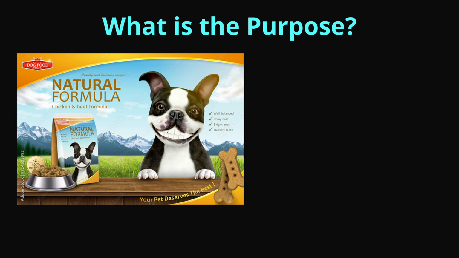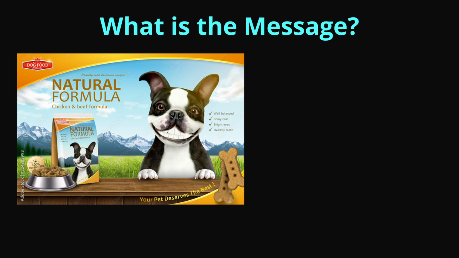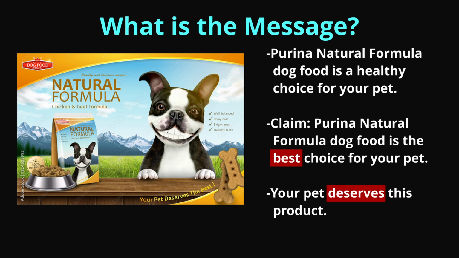And what is the message of this ad? Here, the message responds to the exigence. The message here is this Purina natural formula dog food is a healthy choice for your pet. Its claim is along the same lines, but remember, our claims have to be debatable. Here, the claim is that this Purina natural formula dog food is the best choice for your pet. And also somewhat debatable, your pet deserves it. So now let's look at the means of persuasion used in this ad.